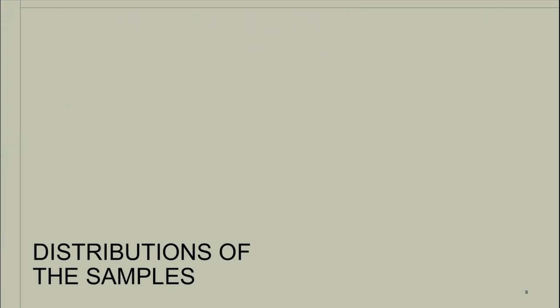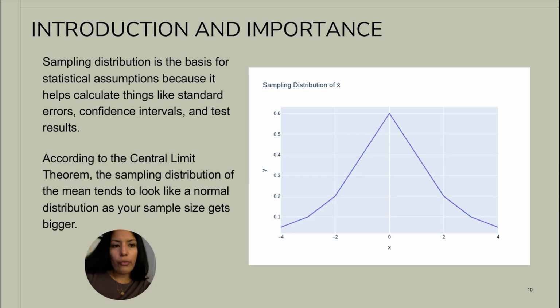Distribution of the samples. Sampling distribution is the basis of statistical assumptions because it helps calculate things like standard errors, confidence intervals, and test results. According to the central limit theorem, the sampling distribution of the means tends to look like a normal distribution as the sample size gets bigger.